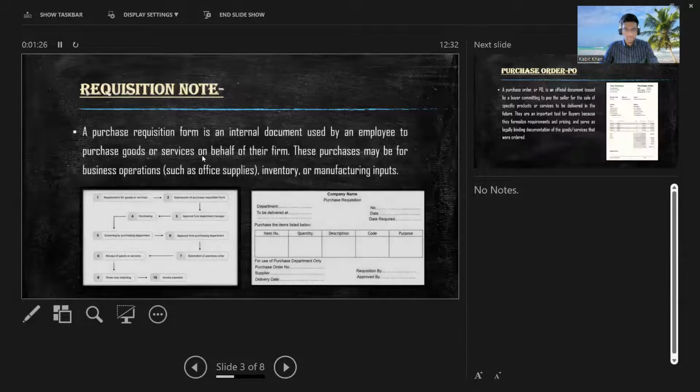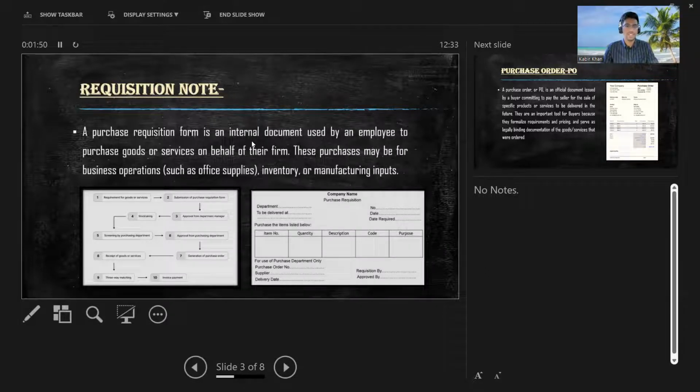Before we start the P2P process flow, there are basic terms which we will come across in the accounts payable process, or I can say the procure to pay process. So first understand these basics before we proceed further. The first thing we need to understand is the requisition note. What exactly is the requisition note?